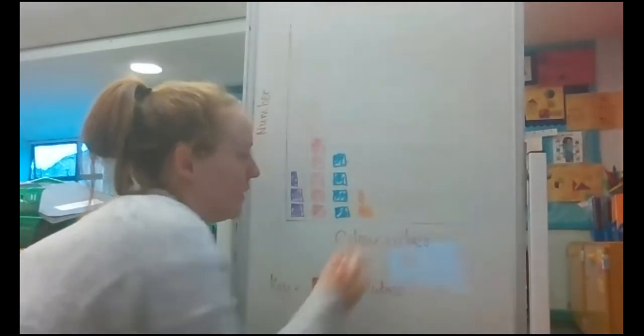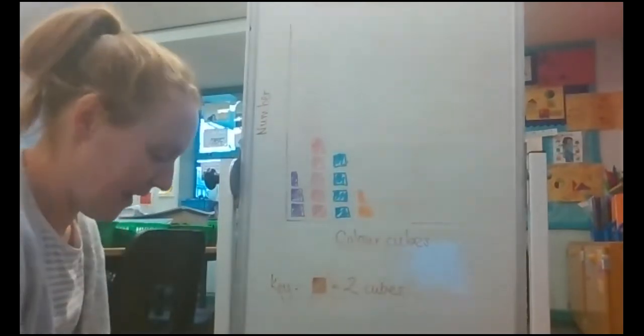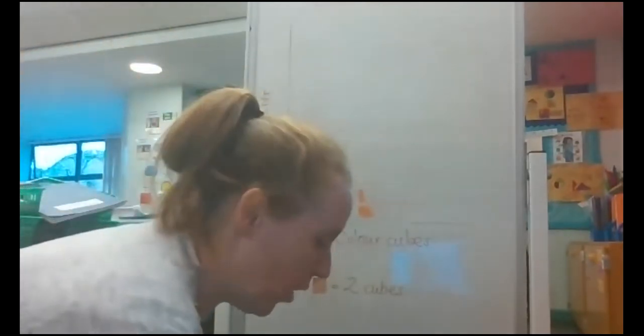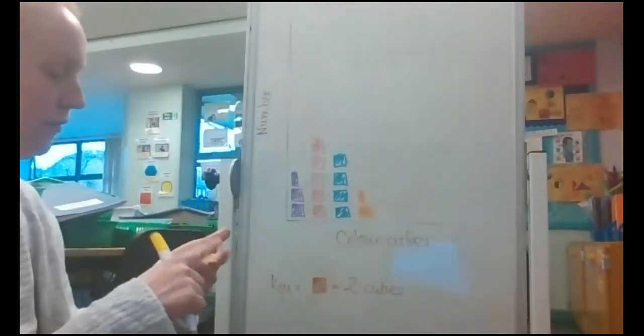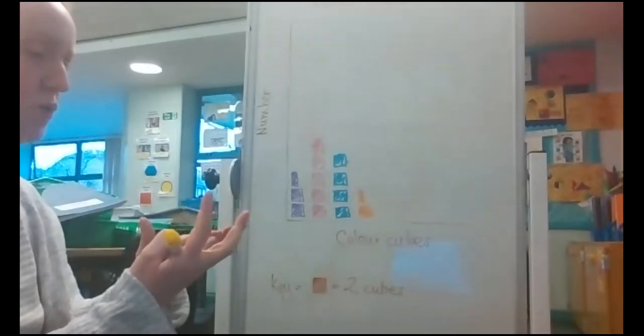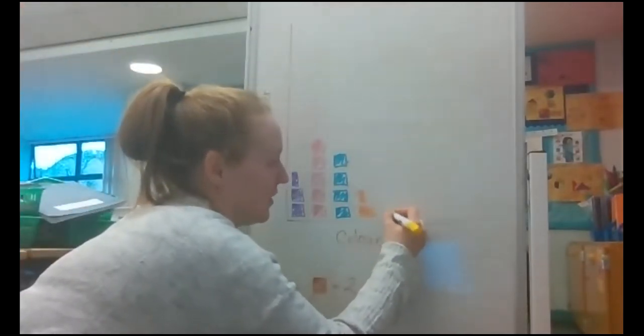There we go. So that's 2, 3 cubes on there. Okay, and then my last one, my biggest amount is white, and I've got 16 whites. So 2, 4, 6, 8, 10, 12, 14, 16. I need 8. Very hard to see on here.